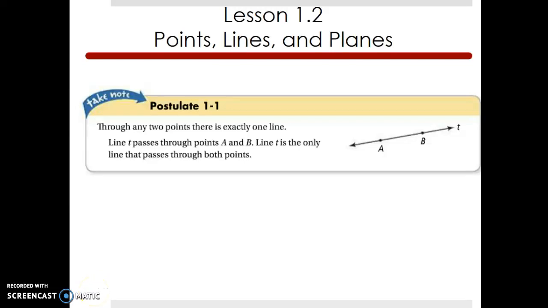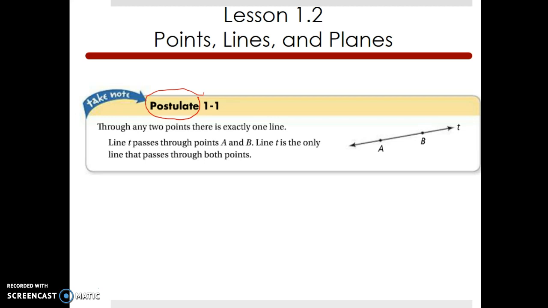All right, so we're going to continue from where we ended. So the second part of the lesson was to learn about postulates. Postulates are accepted facts. They're like the building blocks of geometry. You don't need a proof to prove these things. They're so logical that we accept them to be the truth.